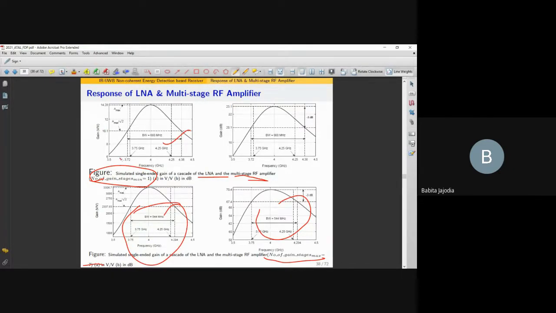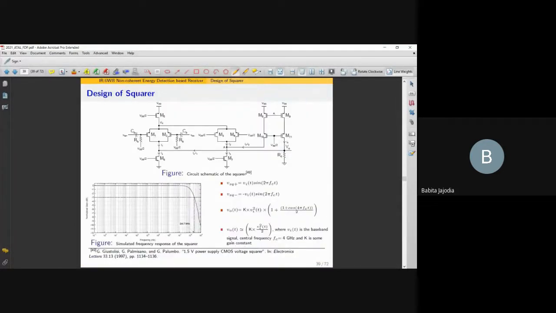And one more interesting thing you can see: as the number of stages has been added up, the frequency shifting and so on will also take place a little bit. So this is the design of the squarer that we have taken.